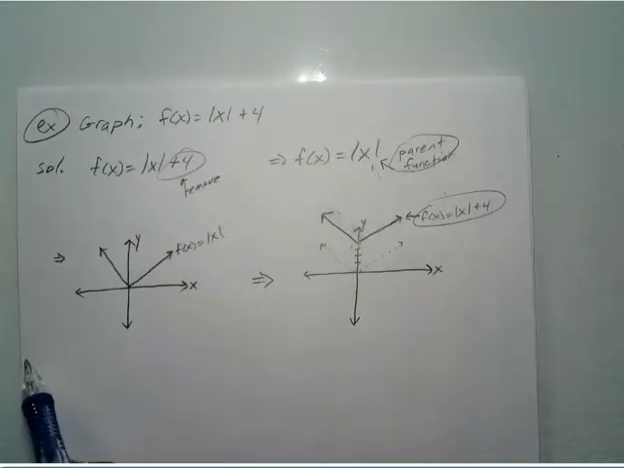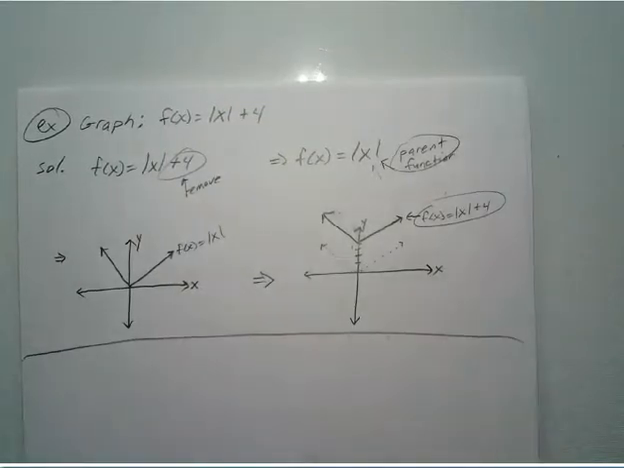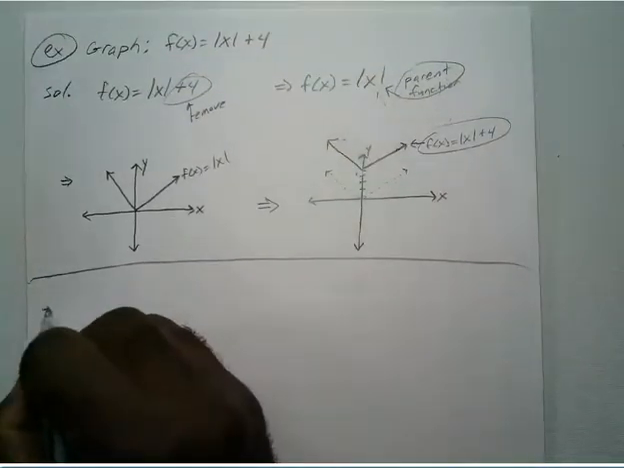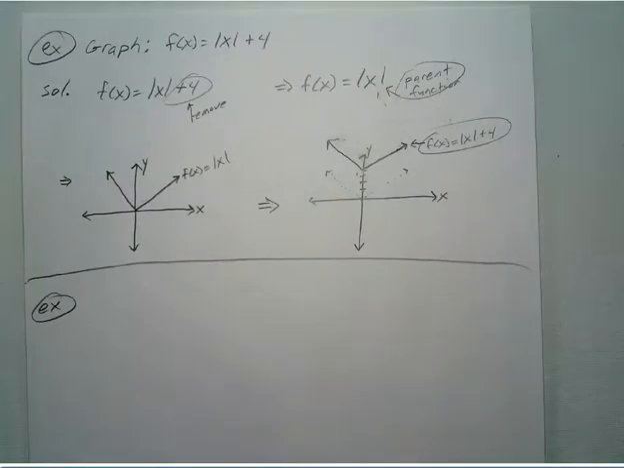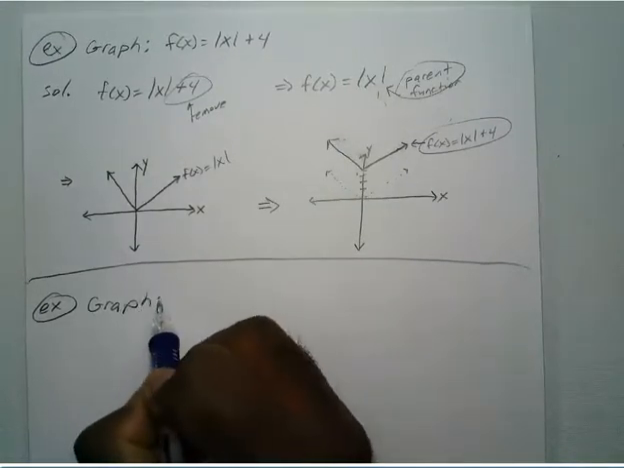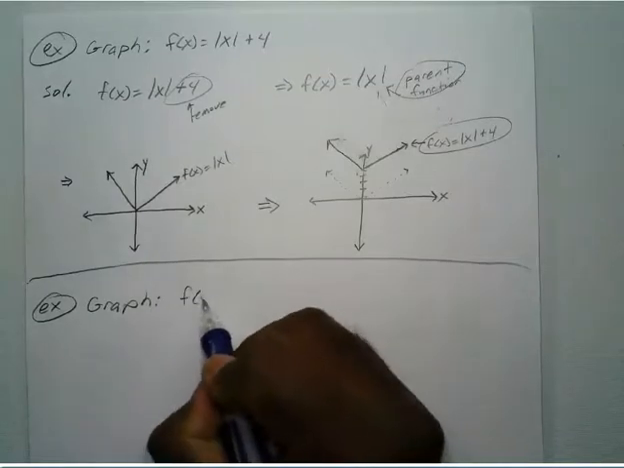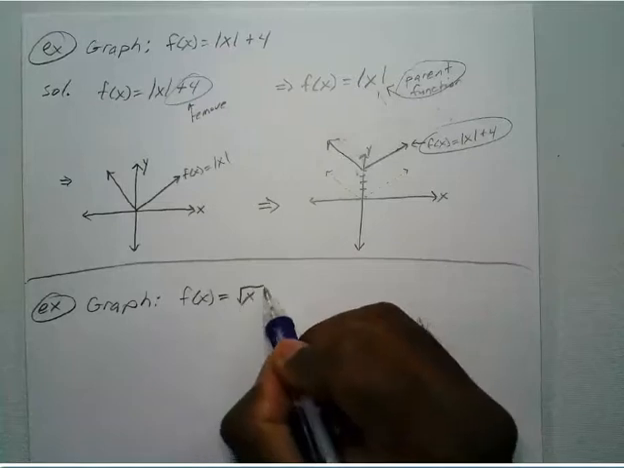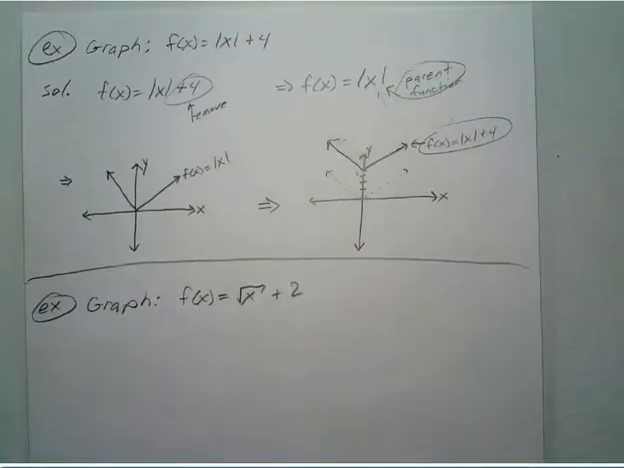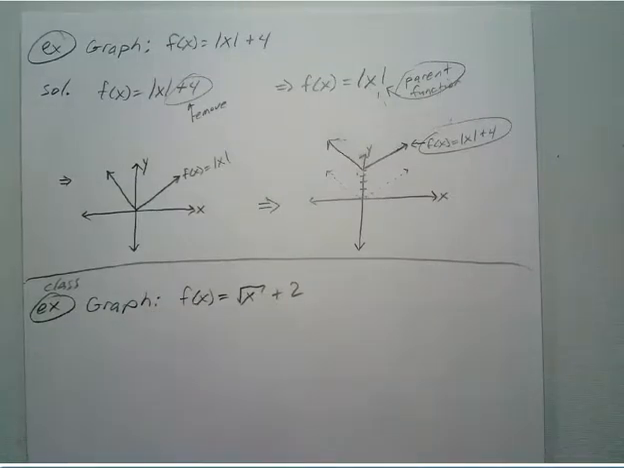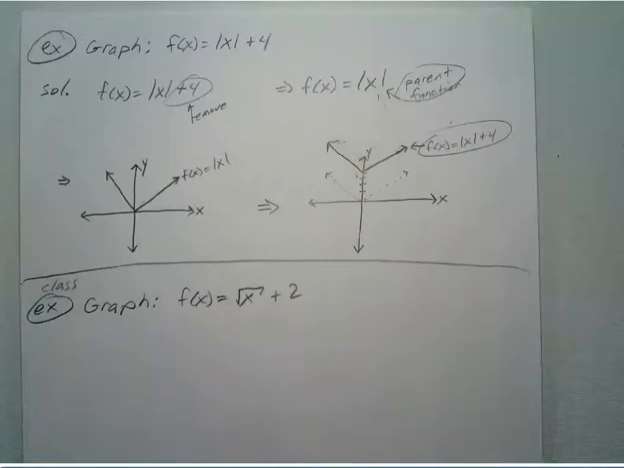Alright, so I'm going to do the next example right up under this one since we have over a half a page left. Okay, so let's say for this example, we wanted to graph f of x equals square root of x plus 2. Okay, so using the last two examples, I want you to press pause and graph this one on your own.